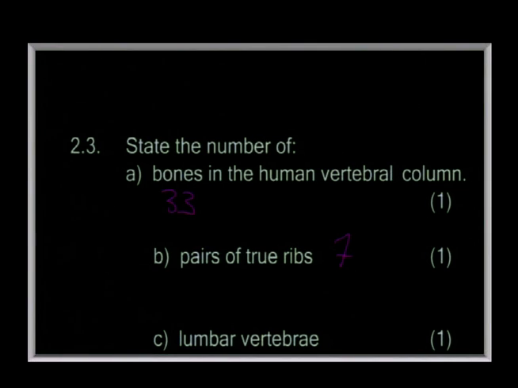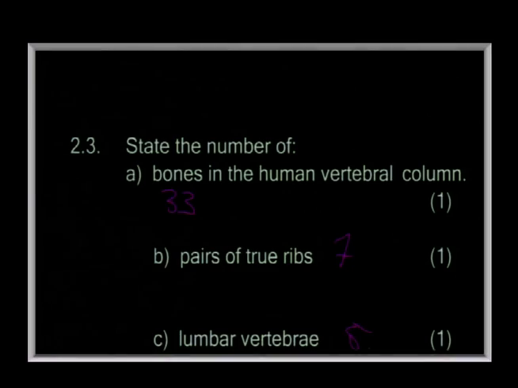Okay, people, so we've got our 7 pairs of ribs. Remember, true ribs, 5 false and floating ribs, and then our lumbar vertebra, they're going to be 5, and that's where we get our lumbar punches from.